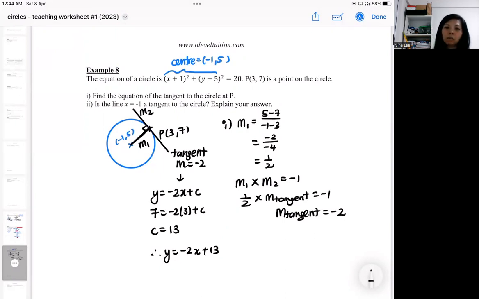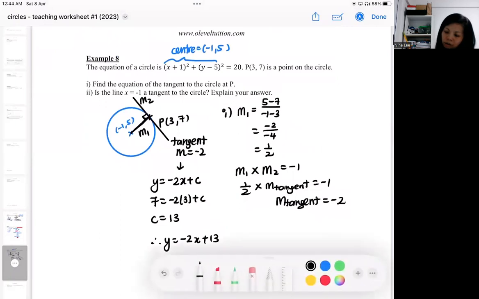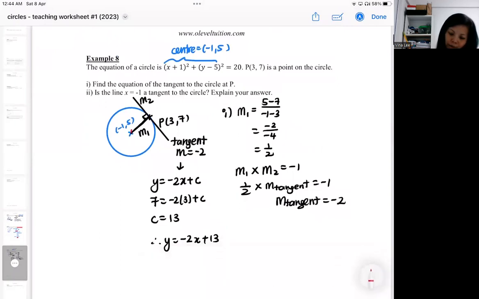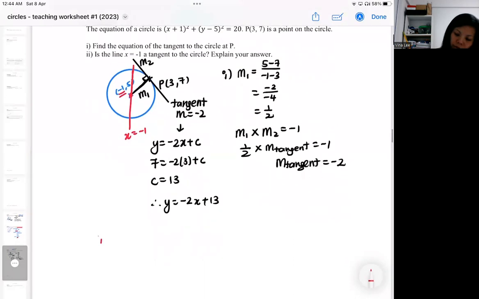Okay, so the next question is: is the line x equal to minus 1 a tangent to the circle? In actual fact, if you take a look, the line x equal to minus 1 will be here because of the coordinates. Visually, we can see that it is not going to be a tangent. But because you need to explain, you can explain through calculation. So I'm going to do a simultaneous of the line with the equation.